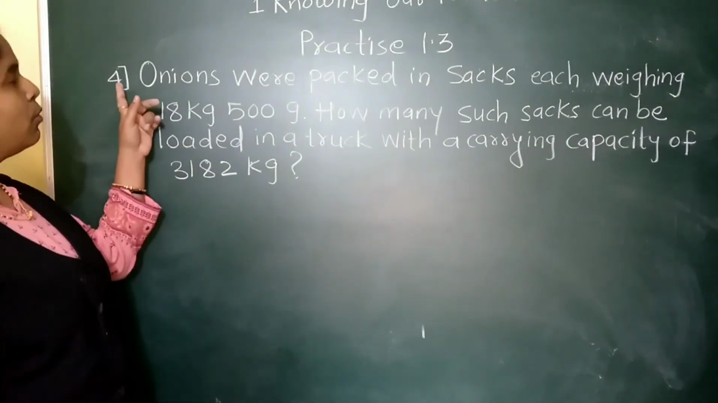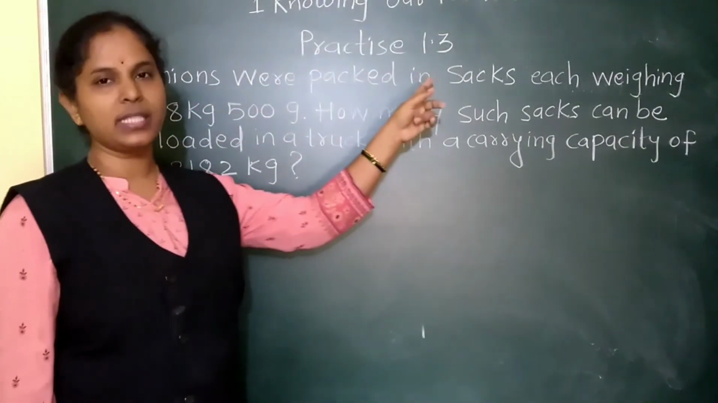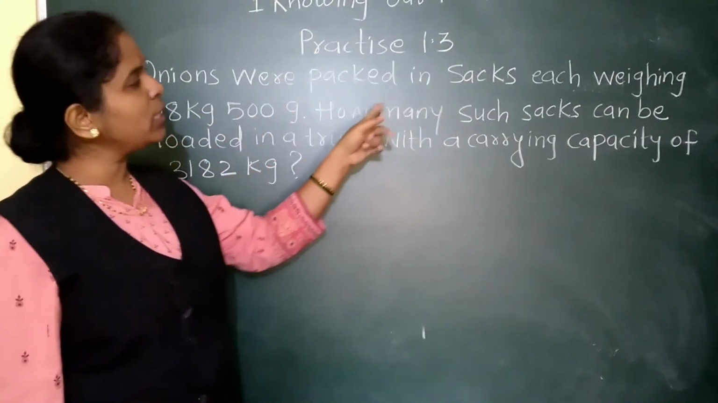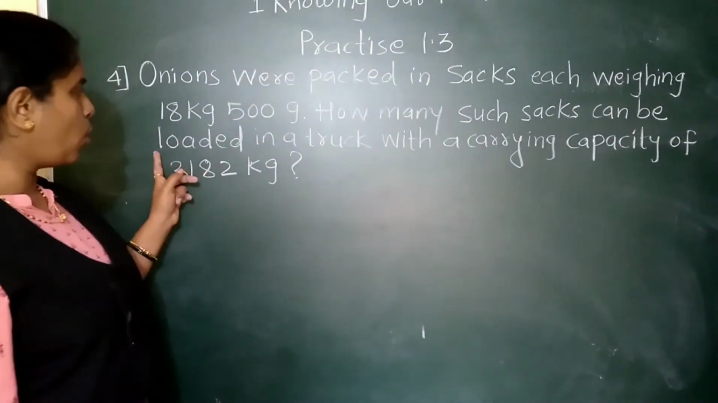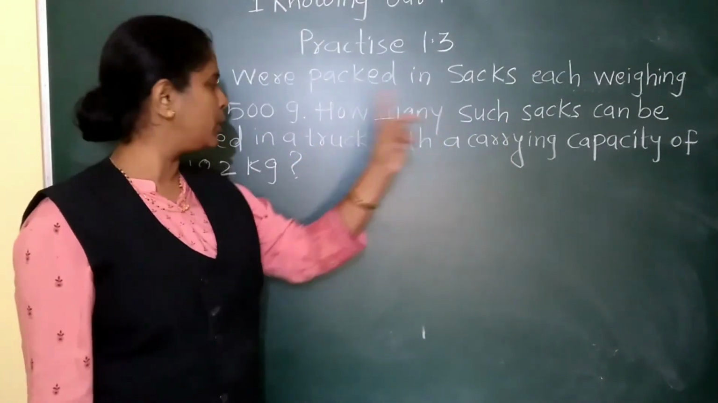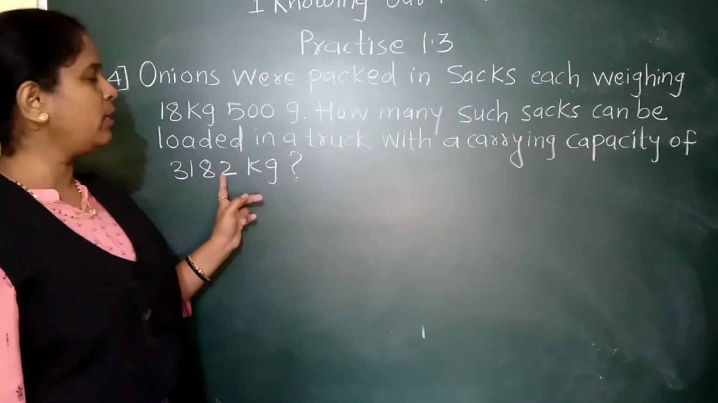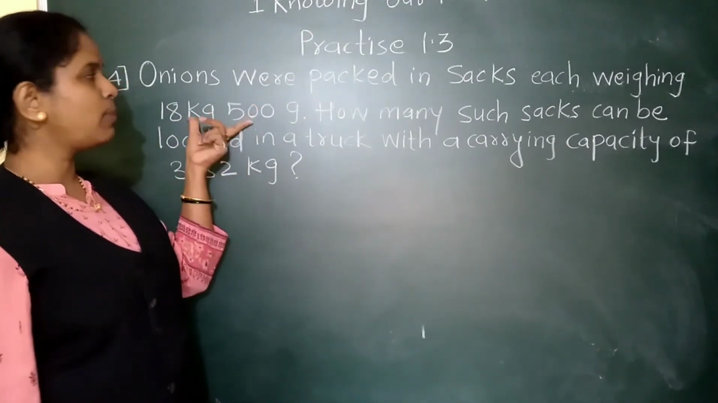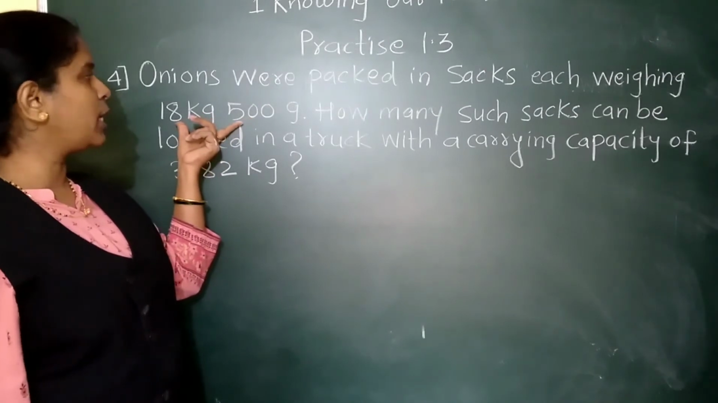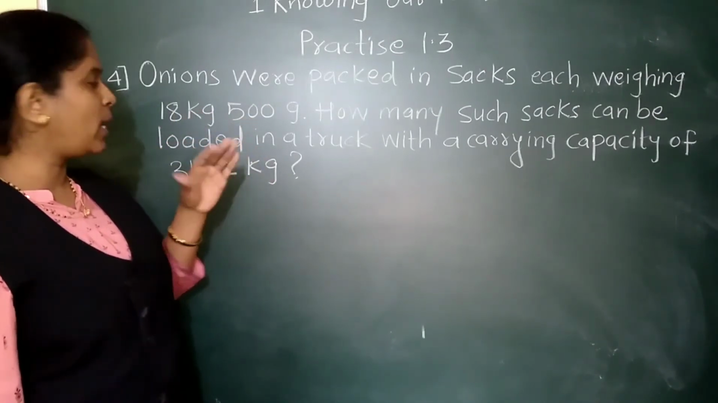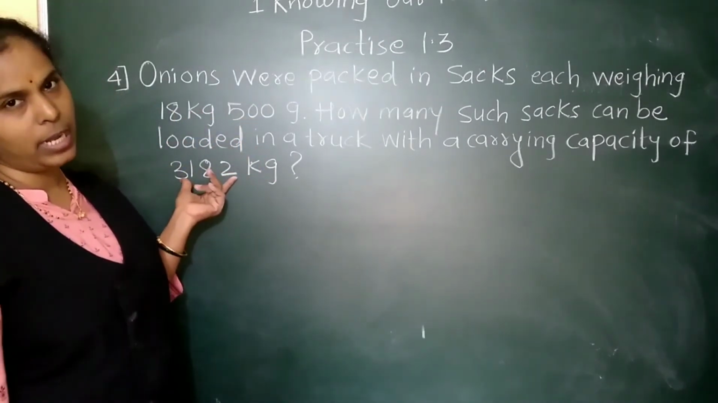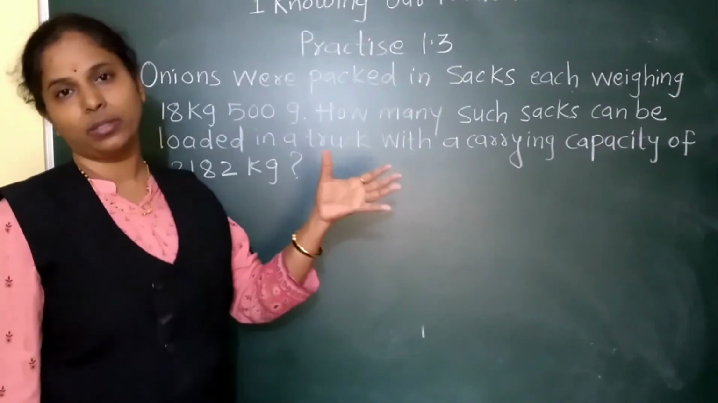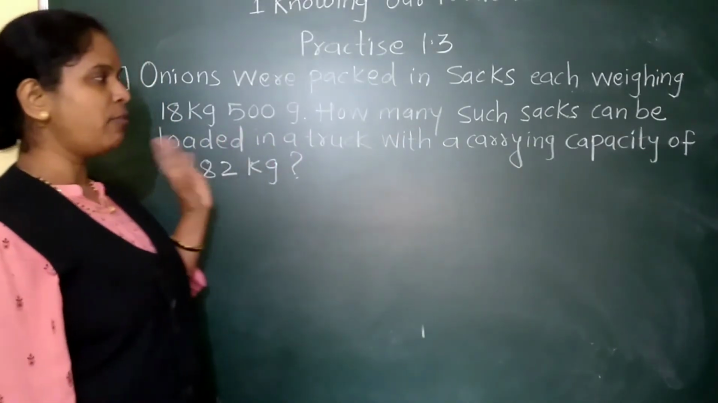Next question, fourth one. Onions were packed in sacks, each weighing 18 kg 500 gram. How many such sacks can be loaded in a truck with a carrying capacity of 3182 kilogram? Now see, in one sack this many onions are there, means 18 kg 500 gram, and the capacity of that truck is 3182. So how many sacks can we load in that truck? That we have to find out.